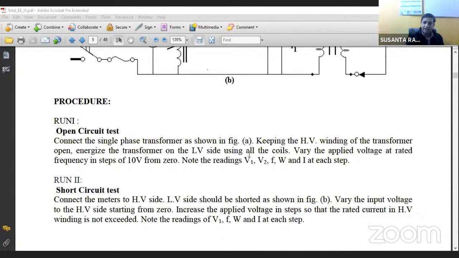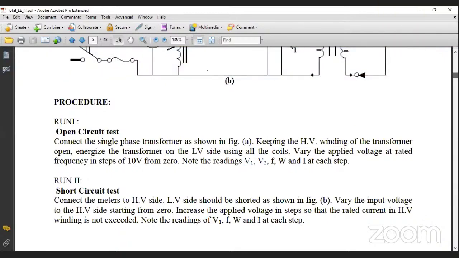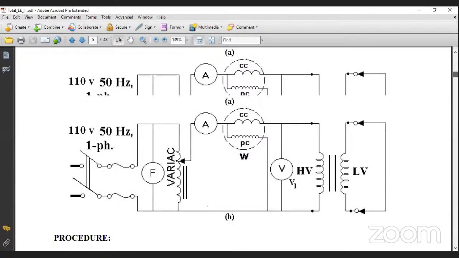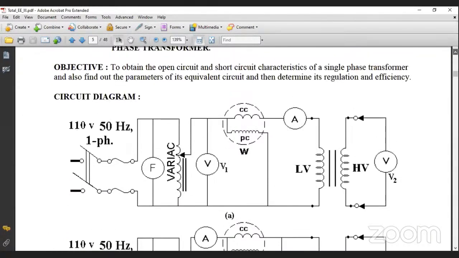Now can you tell me why we are recording both V1 and V2? To calculate the voltage ratio, the turn ratio. Okay, but if we take it at 110 volts, that will give me the perfect one. The actual ratio I will get at the rated voltage only. Why are we recording V1 and V2 for all voltages?